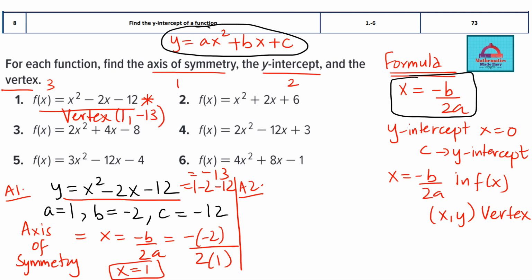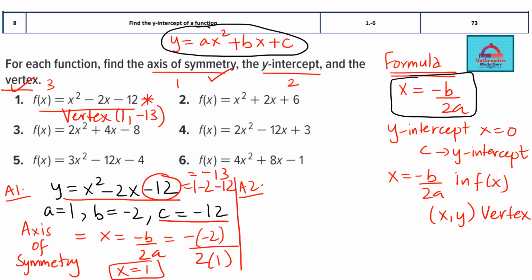So we've got the axis of symmetry, we've got the vertex. Now we need the y-intercept, which is nothing but the value of c. So c equal to minus 12 is the y-intercept. That completes question 1. Let's do question 2 now.